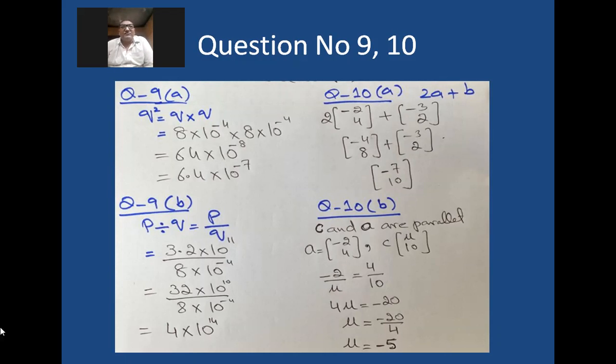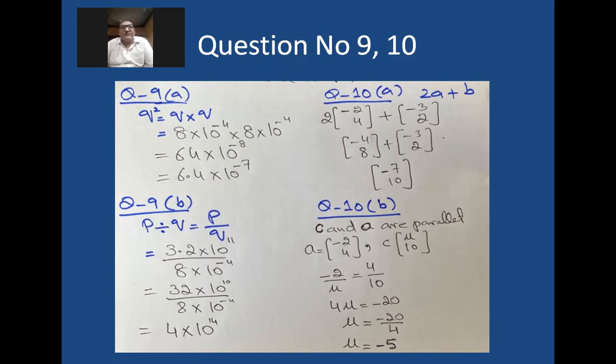The x here is minus 2 and the x here is u. So the ratio between them will be minus 2 by u equals y here is 4 and y here is 10, so 4 by 10. Whatever is the ratio of the x, same will be the ratio of the y because they both are parallel to each other. So you will have minus 2 divided by u equals 4 by 10.